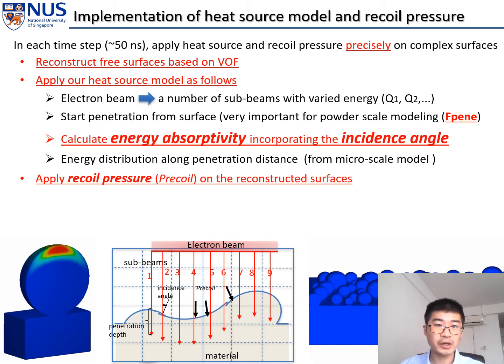In addition, we also apply recoil pressure, which is temperature dependent. For example, if the local temperature is around the boiling temperature, then there will be recoil pressure. And if the temperature is relatively low, there will be no recoil pressure. Lastly, we update the free surface at the end of each time step.